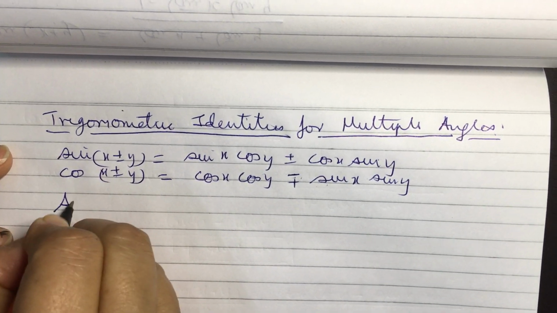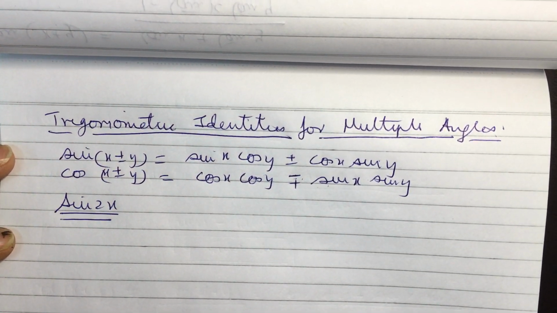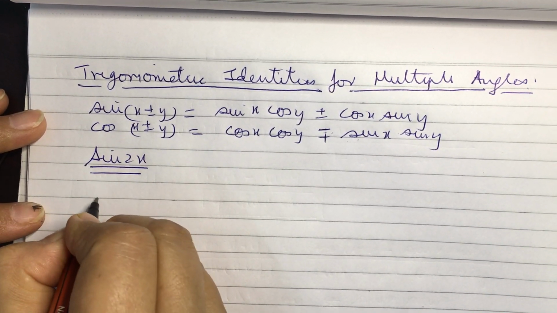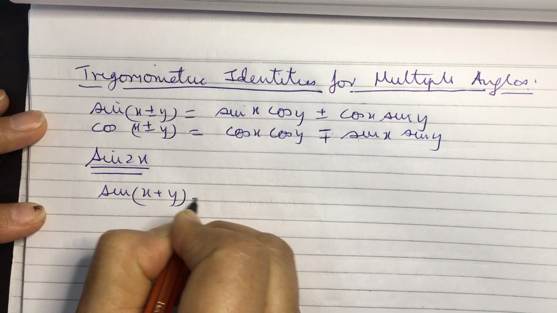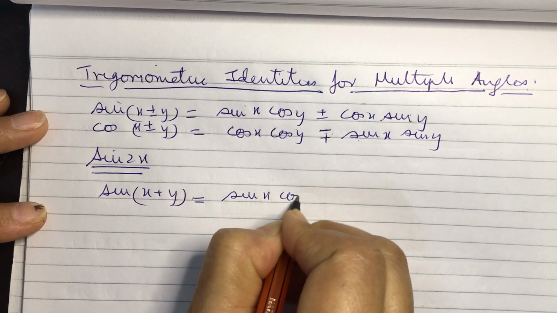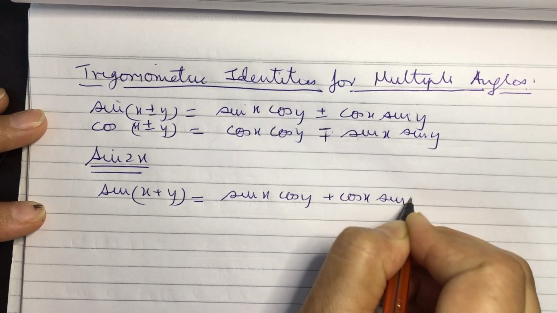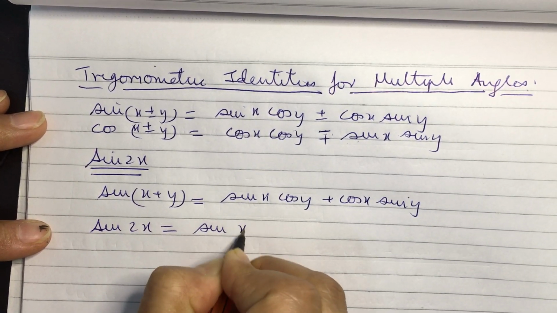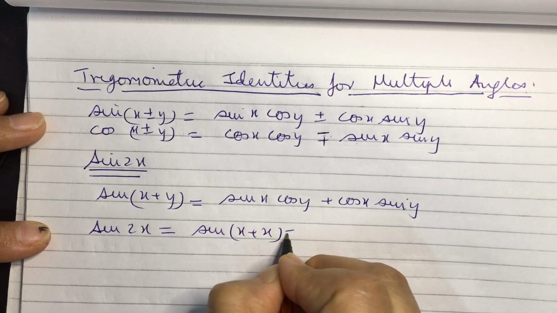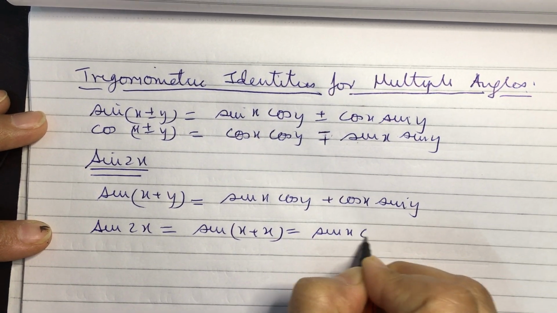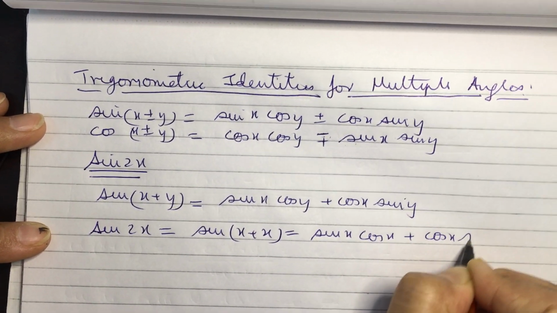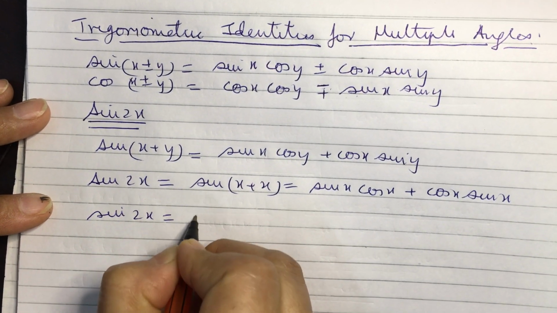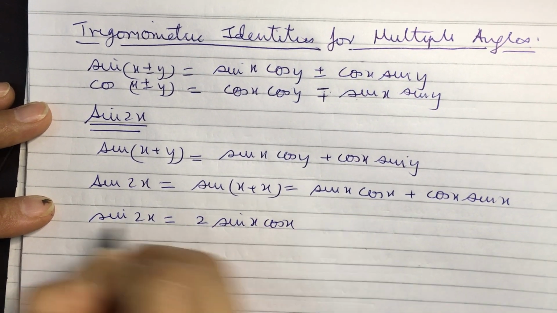Now to find the value of sin 2x, okay, here what we do is, we know that sine of x plus y is equal to sin x cos y plus cos x sin y. Substituting, we can write sin 2x as x plus x, and here we substitute, we get sin x cos x plus cos x sin x, and so we get a very important result, that sin 2x is equal to 2 sin x cos x.